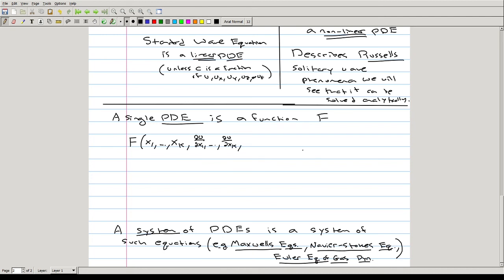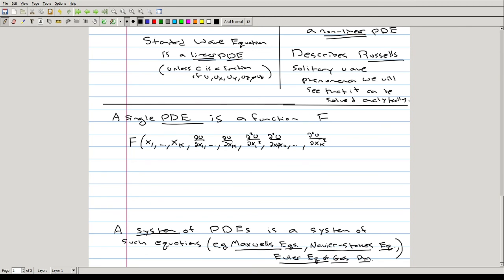Up to xk, it's a function of the second derivatives. And this is including the mixed partial derivatives, the second mixed partial derivatives, all the way up to and including the second derivative of xk.